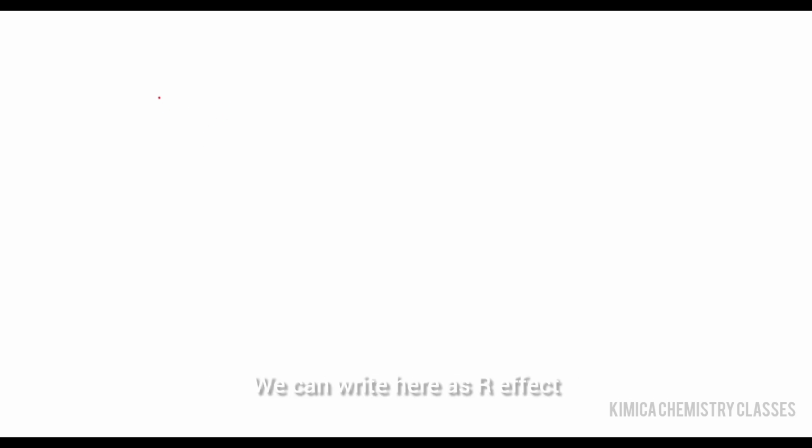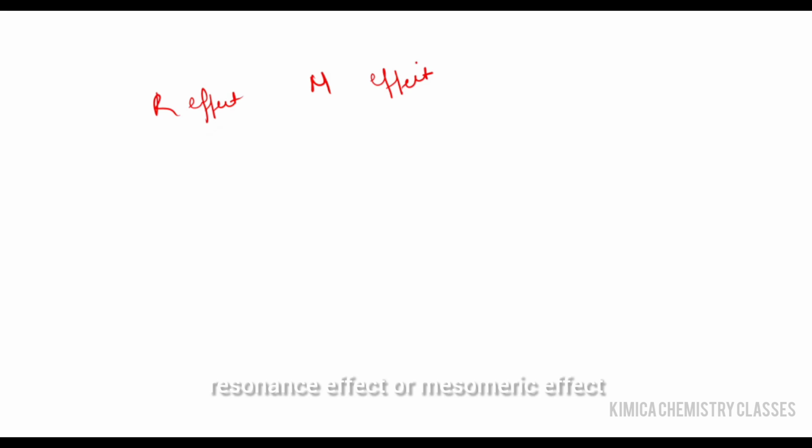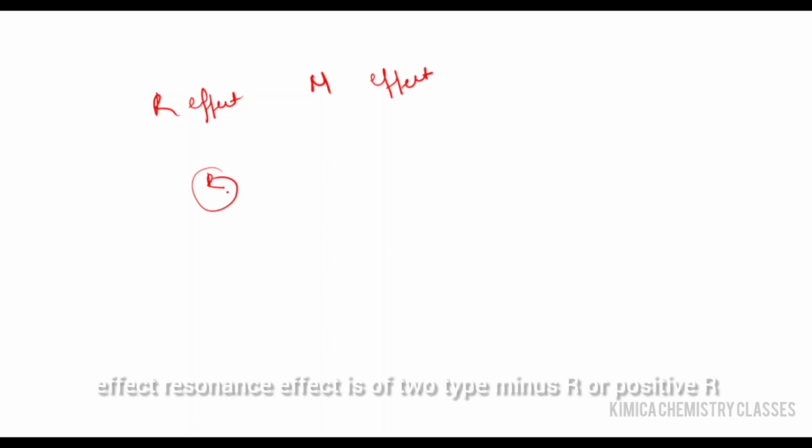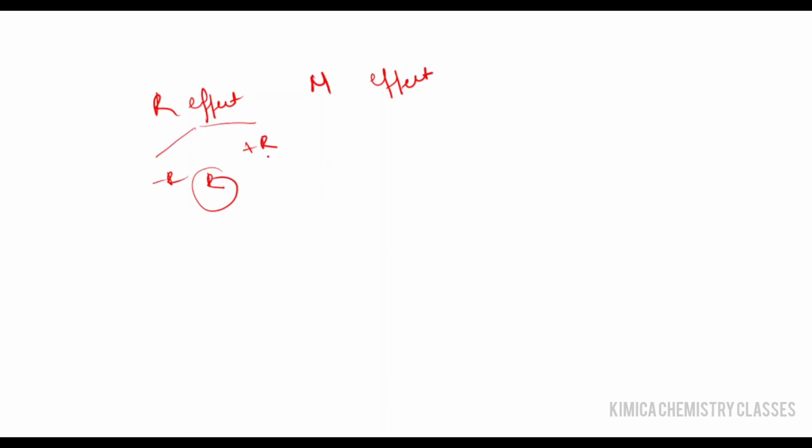We can write here R effect or M effect. Resonance effect or mesomeric effect or conjugative effect. In case the compound in question has a conjugated system or a double bond, the mesomeric effect is transmitted through the whole of the conjugated system, and thus the effect is called the conjugative effect. Types of resonance effect: resonance effect is of two types, minus R or plus R.